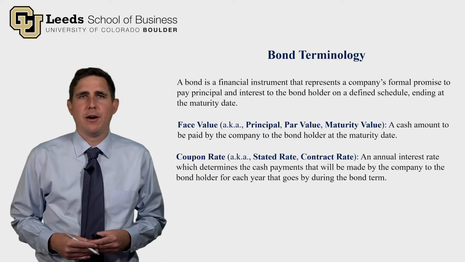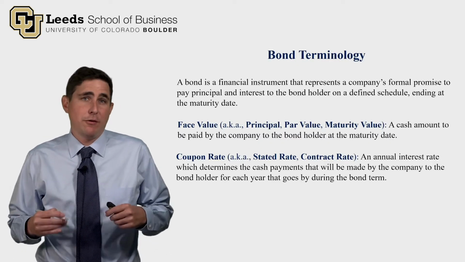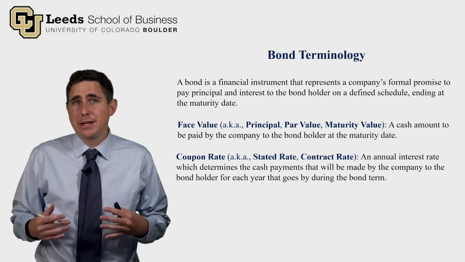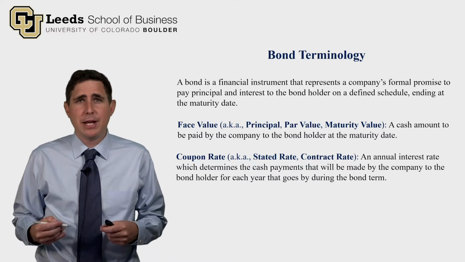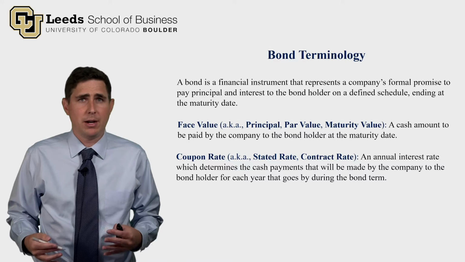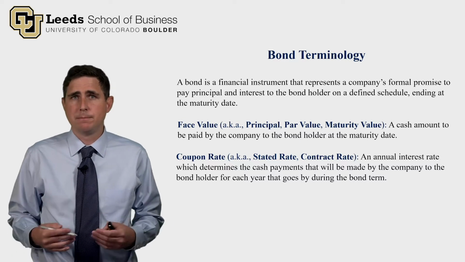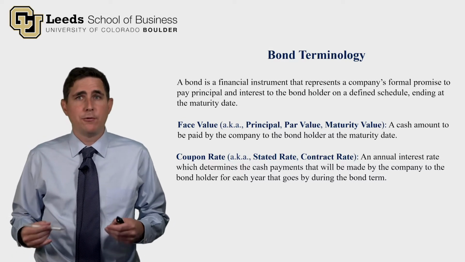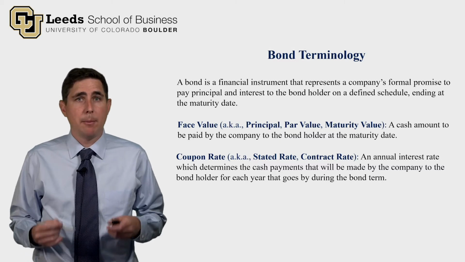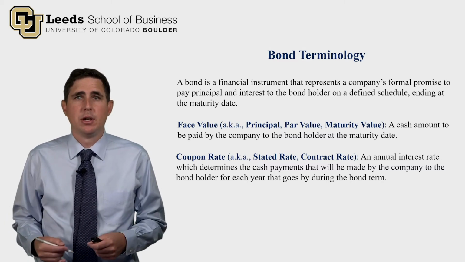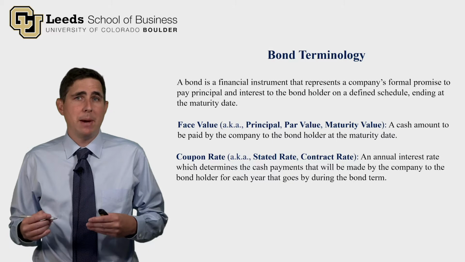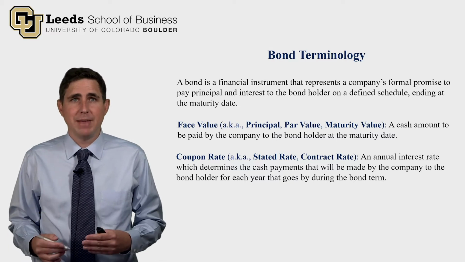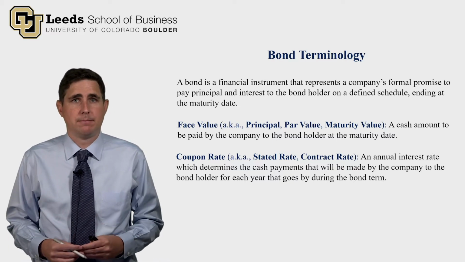So first, the terminology. First of all, a bond is a financial instrument. Another way to put financial instrument is that it's a piece of paper that a company agrees to. It's an agreement. It represents the company's formal promise to pay a principal amount and interest to the bondholder. And the payments are made on a defined schedule, ending at the maturity date.